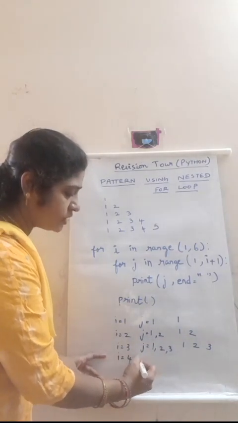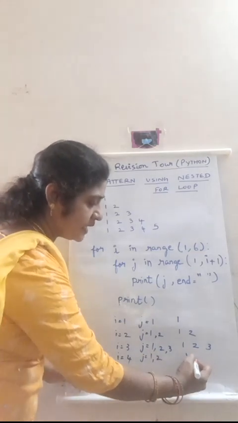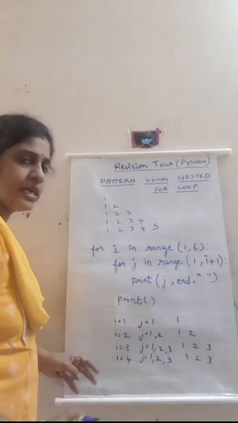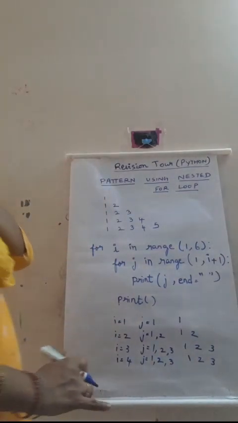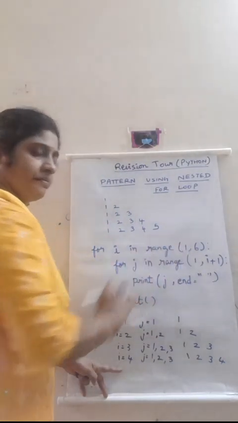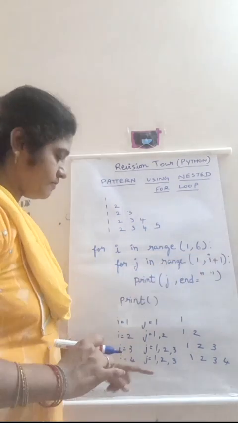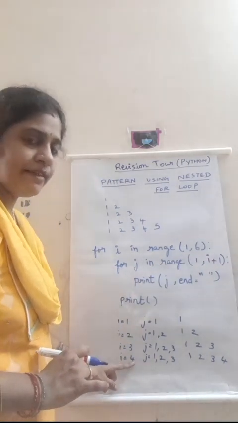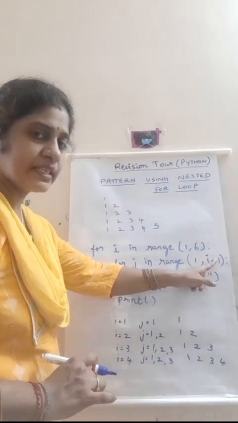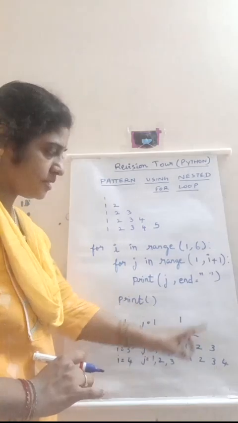Then when i value is 4, j is 1, it will display 1. When j is 2, it will display 2. When j is 3, it will display 3. When j is 4, it will display 4. When j is 5, it will stop. That is 5, 4 plus 1, 5. When i value is 4, the loop will run up to 4. The value will be 5, so it will stop at 4 only.